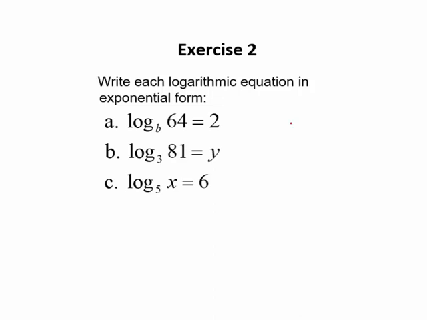Here is the opposite direction. Now we're asked to write each log equation in exponential form. Again, remember these are the exponents. So how do we rewrite that? If I take the base b and raise it to the second power, I get 64. Now the logarithm of 81 to the base 3 is y is equivalent to saying that if I take the base 3 and raise it to the exponent y, I get 81.